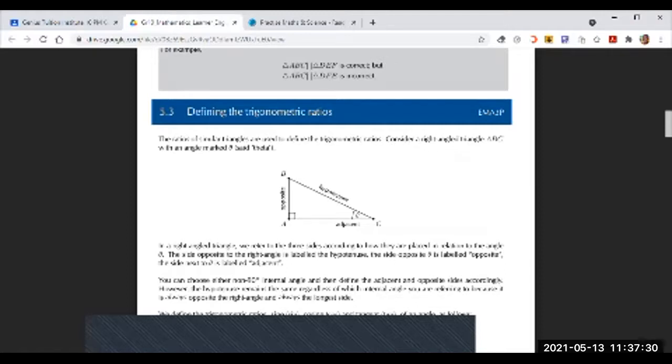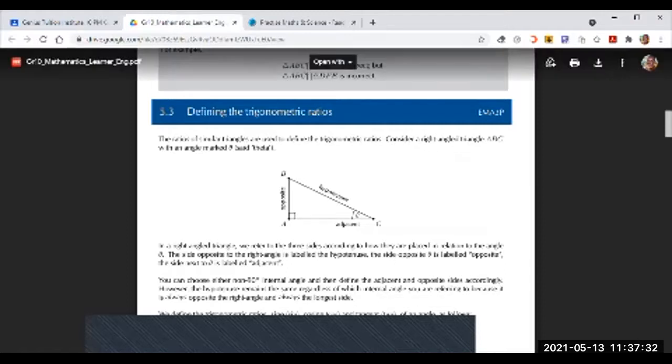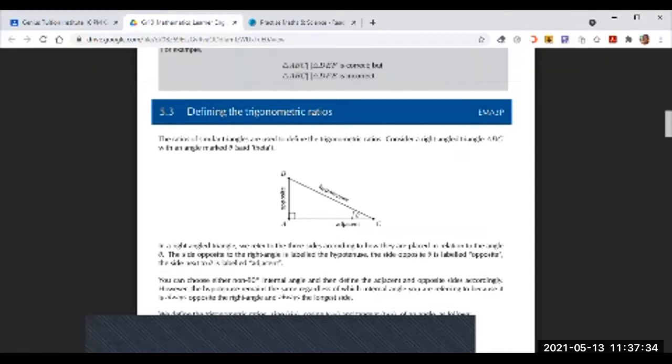So let's take a triangle like this. It's a right angle triangle. Then what is trigonometry? Trigonometry is a mathematical perspective where the relationship of the sides and angles are dealt with. So here we have an angle that is theta, and then we also have 90 degrees.